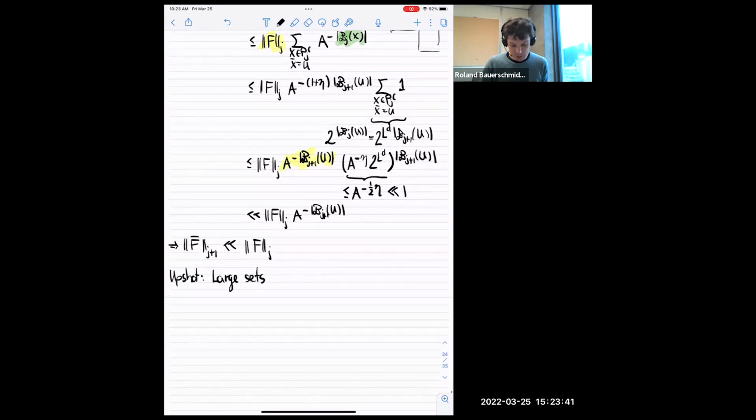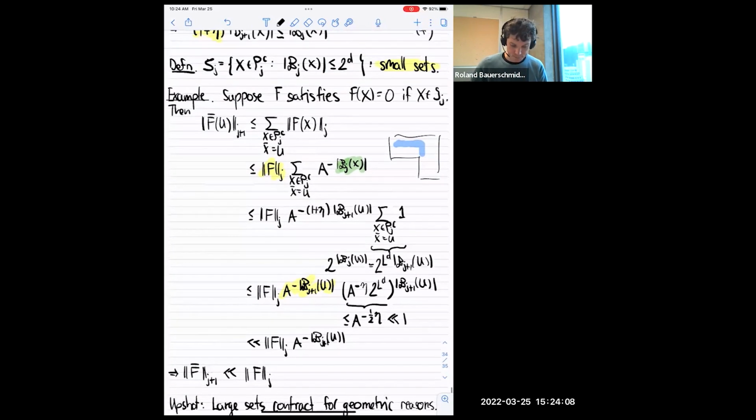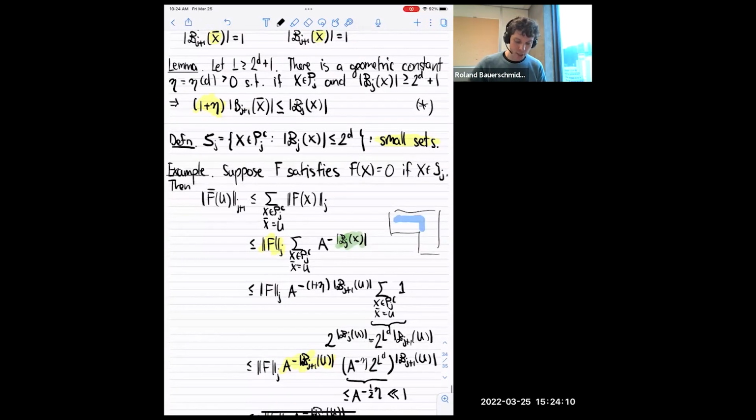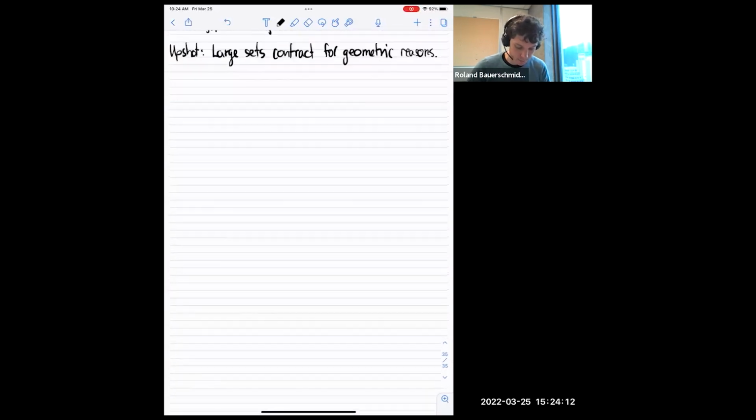So anyway, the upshot is large sets, which initially seem concerning, they're actually easy. They contract for geometric reasons. The norm does not play a role. All that matters is that it has the right factorization properties. For any norm that has the right factorization properties, large sets contract. So really, we're down to small sets. Those are the only ones we need to worry about.